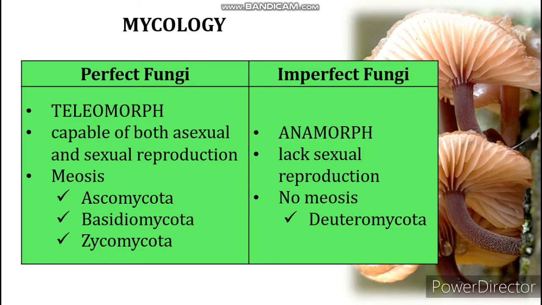Next, you also have your terms perfect fungi and imperfect fungi. Your perfect fungi is also known as your teleomorph, while your imperfect fungi are also known as your anamorph. Dahil perfect sila kasi they are capable of both the asexual and the sexual reproduction. Kaya niya din yung meiosis. And examples of perfect fungi are your ABZ. Those are your Ascomycota, Basidiomycota, and Zygomycota.